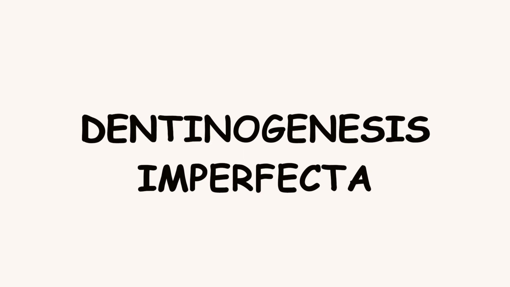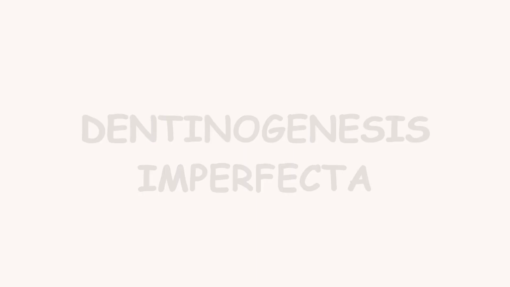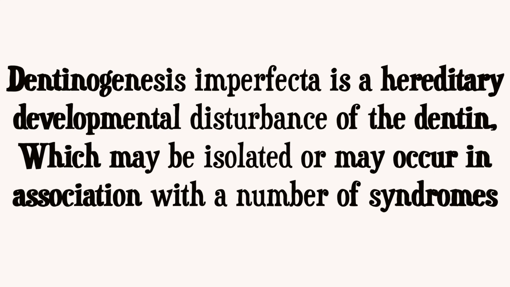Today's video is about Dentinogenesis Imperfecta. Dentinogenesis Imperfecta is a hereditary and developmental disturbance of the dentin which may be isolated or may occur in association with a number of syndromes. Let's understand the concept behind isolated dentinogenesis imperfecta and dentinogenesis imperfecta associated with certain syndromes.